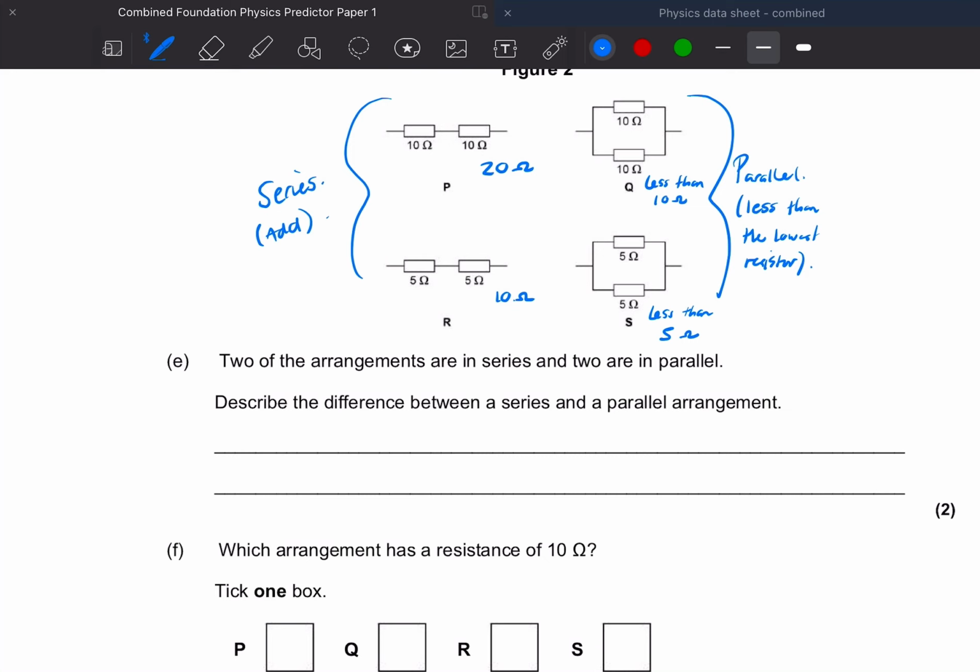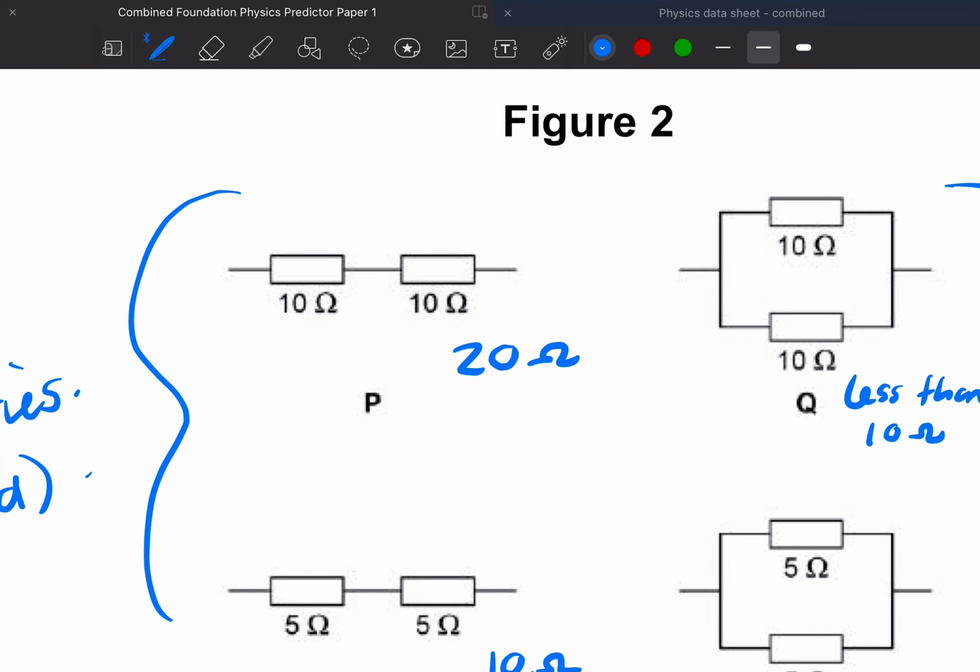So we could say something like, in a series circuit, there is only one pathway for the current to follow. So, for instance, this one, the current has to go through that one, it has to go for that one, it has to go there. So that's why we add them together.